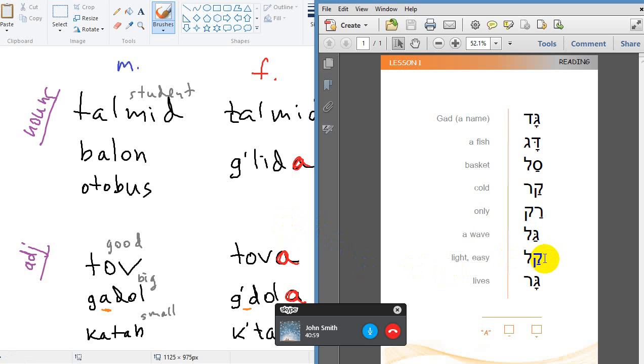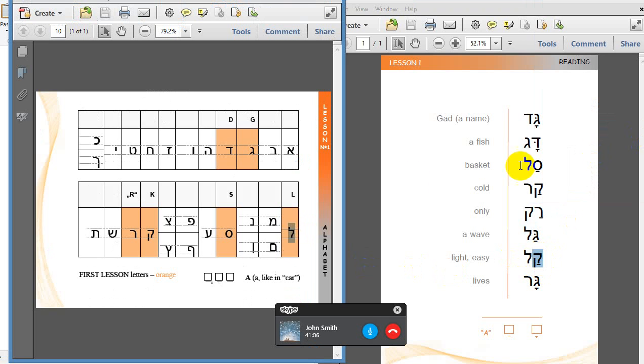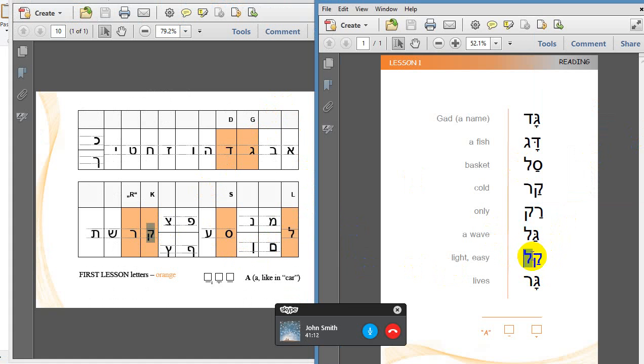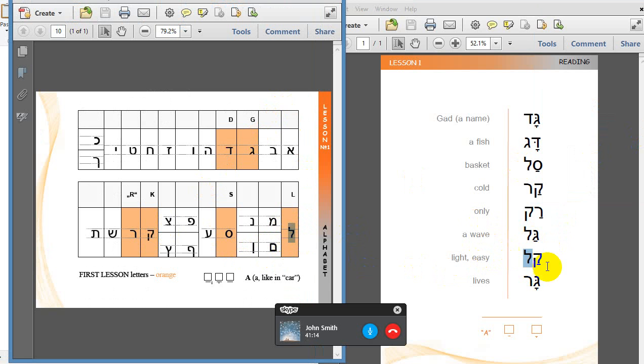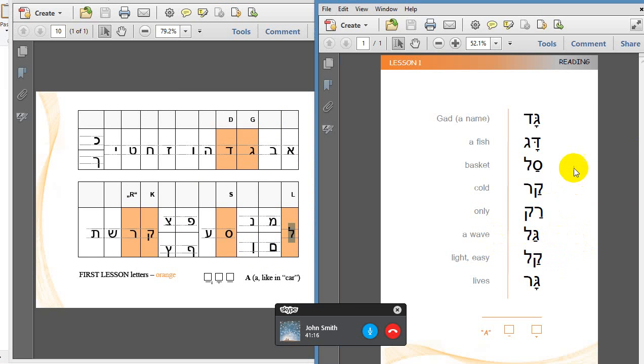Okay, next one for us is a letter. What letter is this? Remember? Here's the hint. K, K, K, and then the vowel A. And the next letter is L. Kal. Kal is easy. Here's another adjective. We're happy to have that adjective. Kal. Kal means easy or light. So you can say Hebrew is easy.